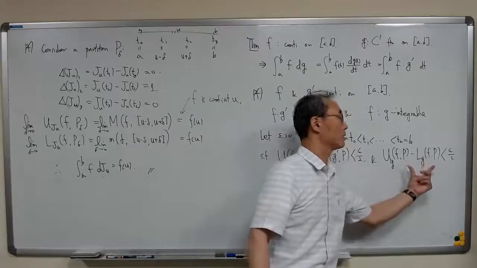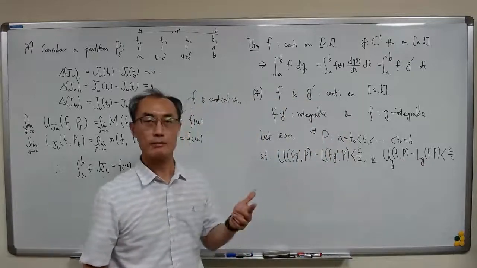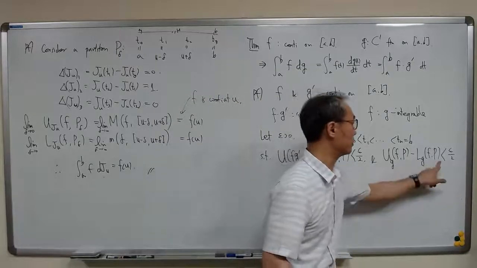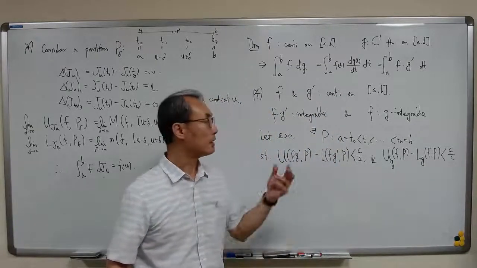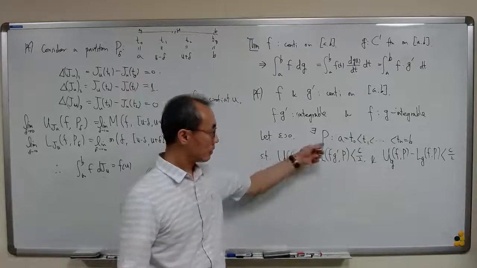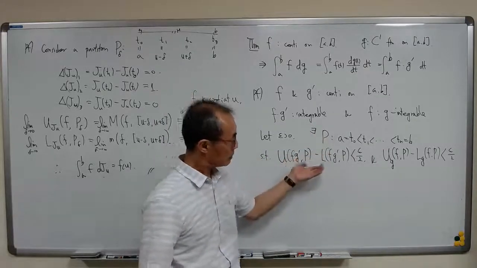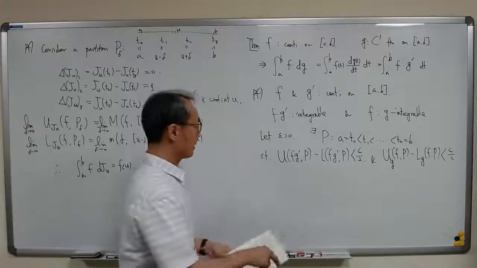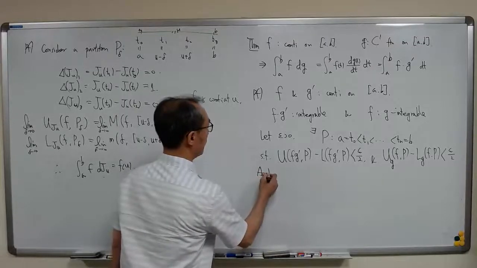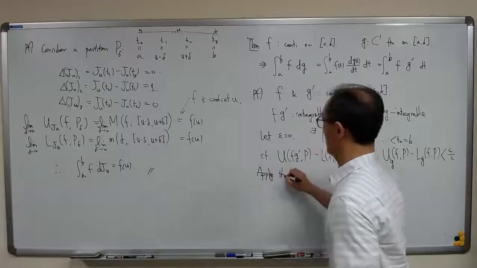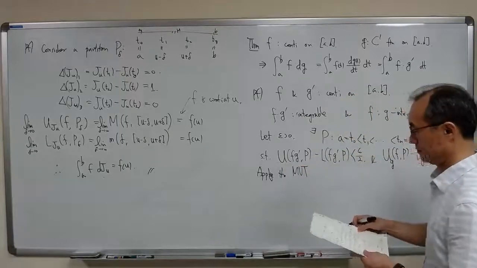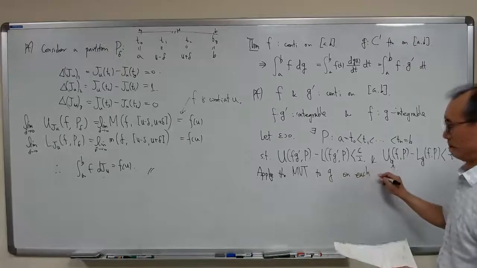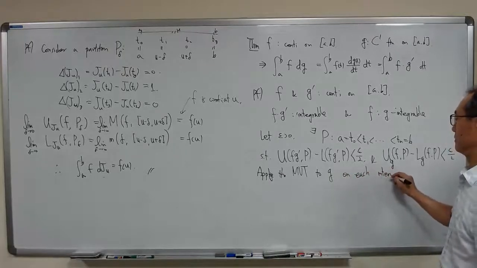Of course, to begin with, this partition should be different from the partition for this inequality. However, you can take the union. Here at first, this partition must be P1, and this is another partition P2. But by taking the union of those two partitions, we have the same partition P. We have those two conditions true for the same partition P. Now we're going to apply the mean value theorem to the C1 function g on each subinterval.